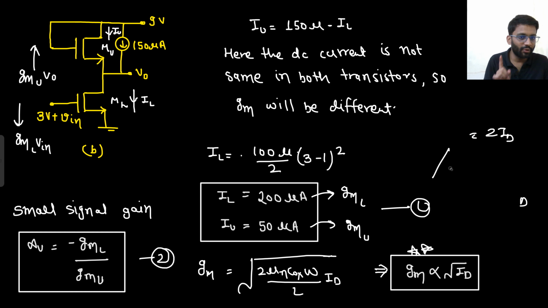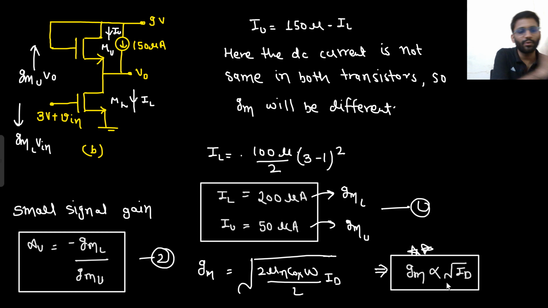You only know one thing, that both of the transistors have the same mu Cox W/L value. So if both transistors have the same mu Cox W/L value, that means GM is proportional to root ID. That's for sure. That is done. GM is proportional to root ID.